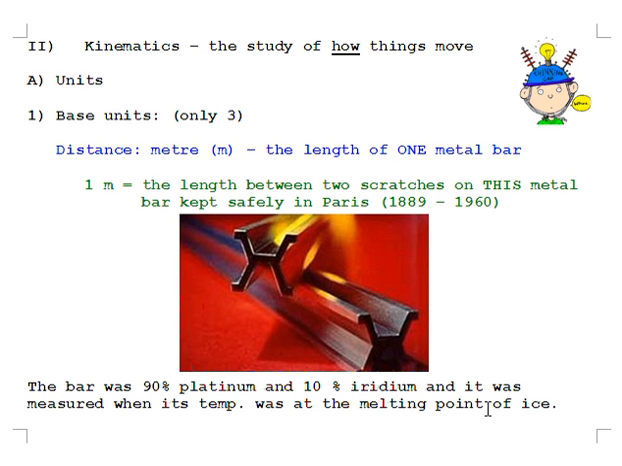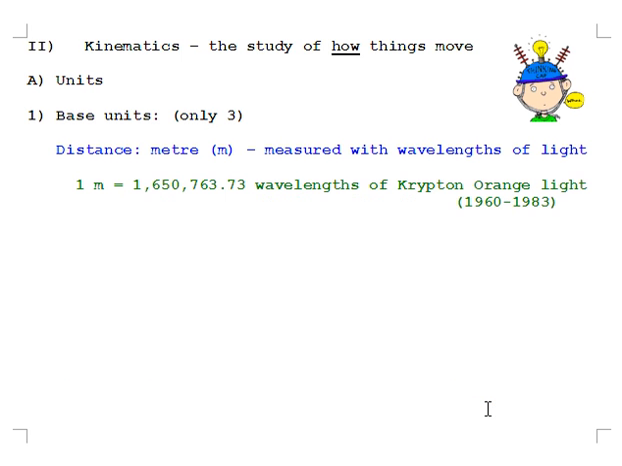In 1960, I guess people got sick of having to go to Paris. Be a nice little trip for us. And scientists came up with this definition. Some wavelengths of krypton orange light. A little over 1,650,000 of them. So light travels in a wave kind of like this, and a wavelength would be from there to there. You measure just over 1.65 million of those, and you've got yourself 1 meter.